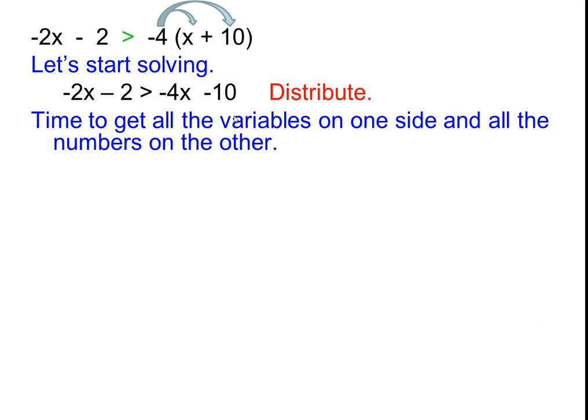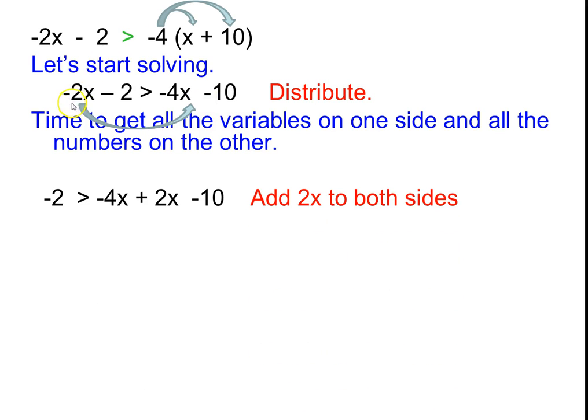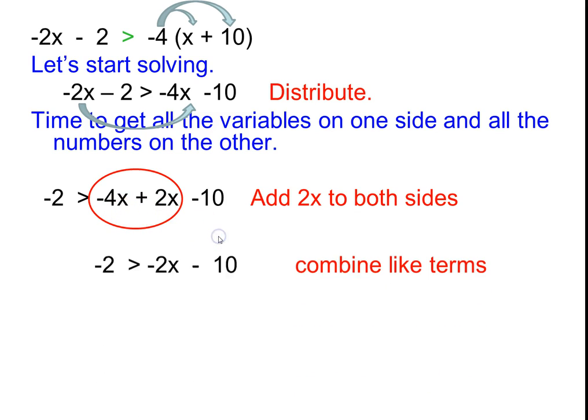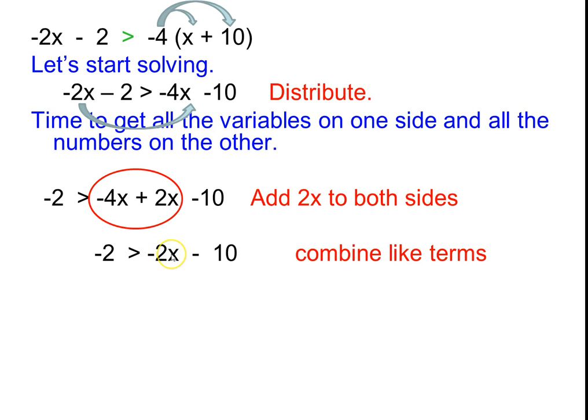Now we need to get all the x's on one side, all the numbers on the other. You may do it differently than I do, and not everybody does it exactly the same. But I've decided I'm going to take that negative 2x and put it over on the other side. If I put the negative 2x on the other side, then it's a positive 2x. And when I got it over there, I noticed I need to combine some like terms, don't I? There's a negative 4x and a 2x, and that's going to give me negative 2x.